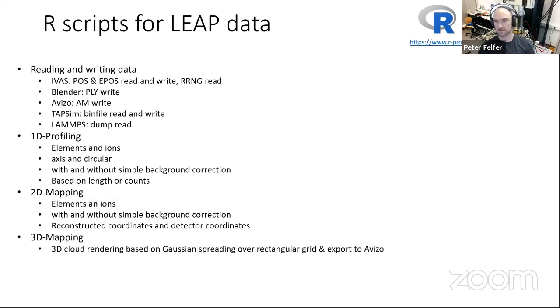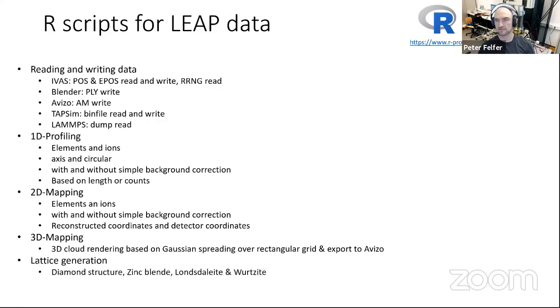Then finally, 3D mapping. Similar to what IVAS does, I can calculate on a grid what happens if you spread the atoms with Gaussians, and export this grid to Avizo, and that is where you get these AM files, and you can make the cloud renderings that would give you, over a color map, which concentration of which element is where in this three-dimensional volume.